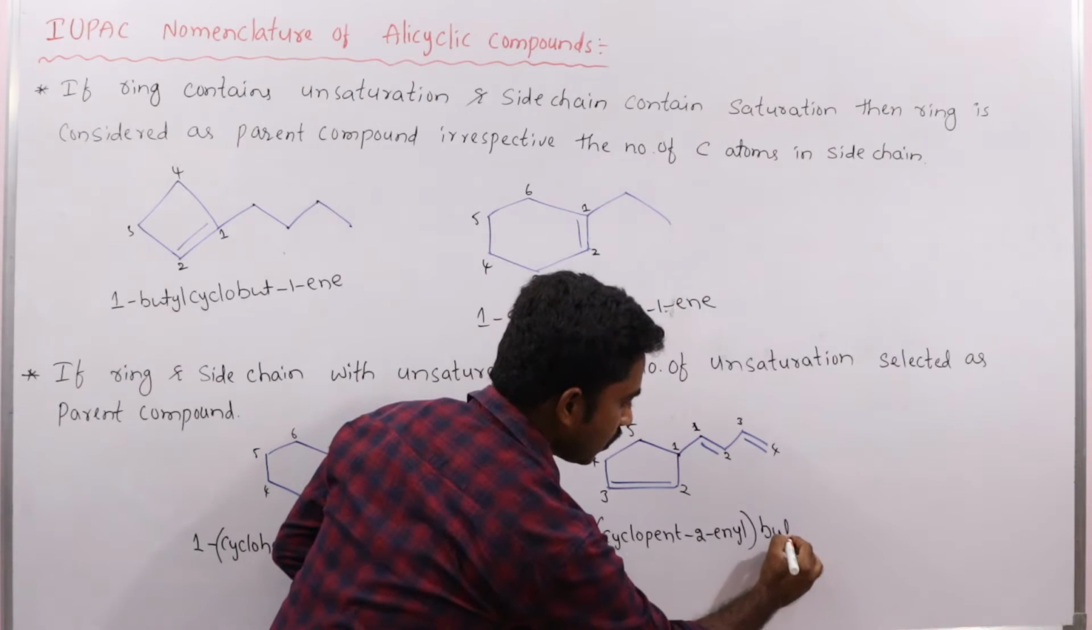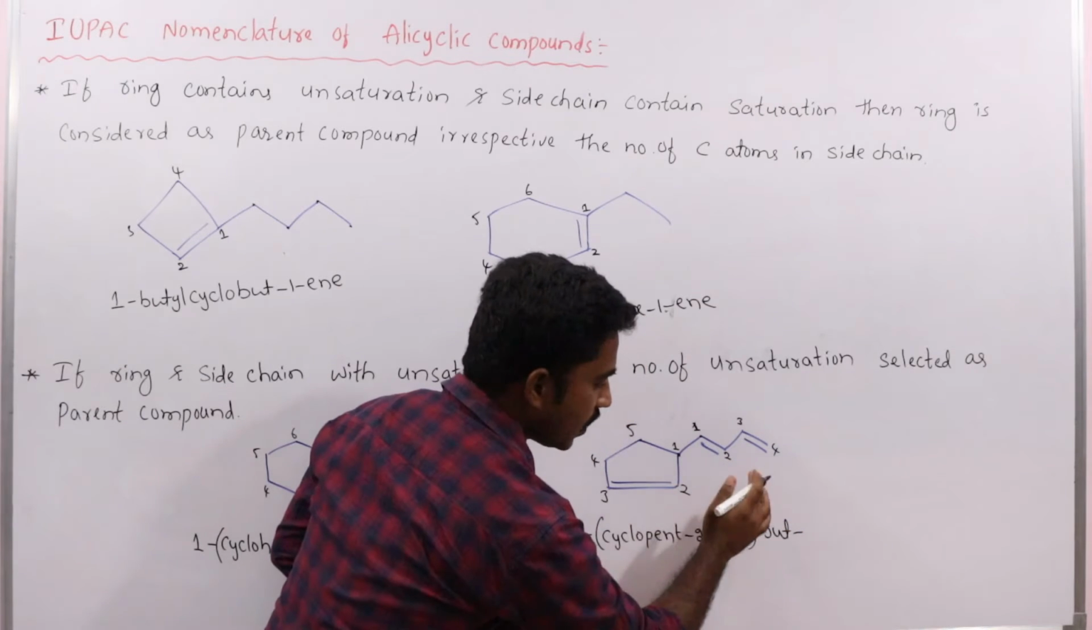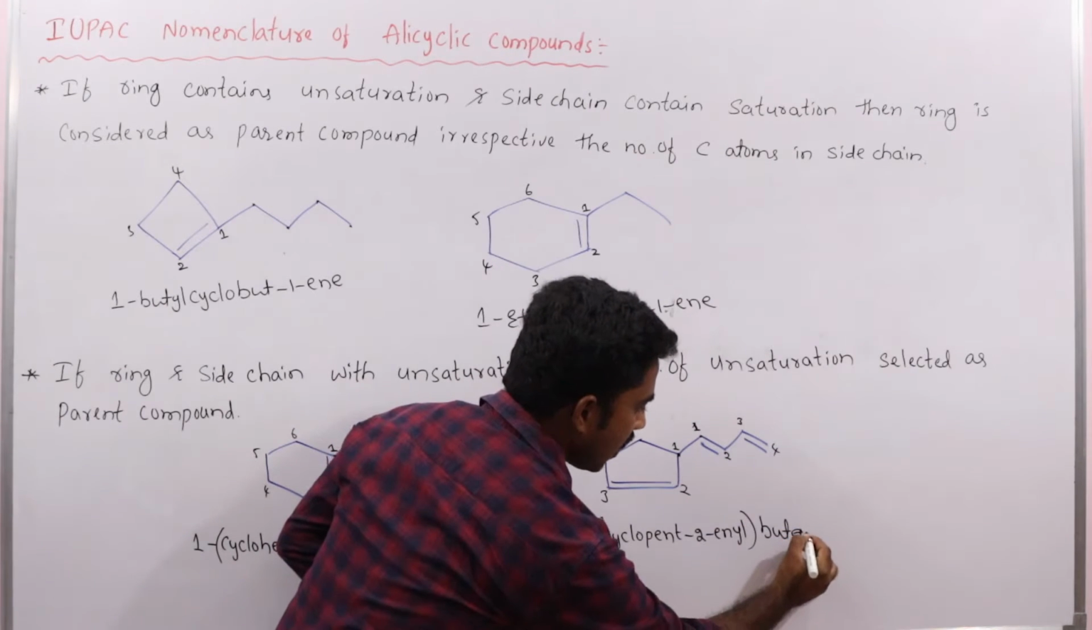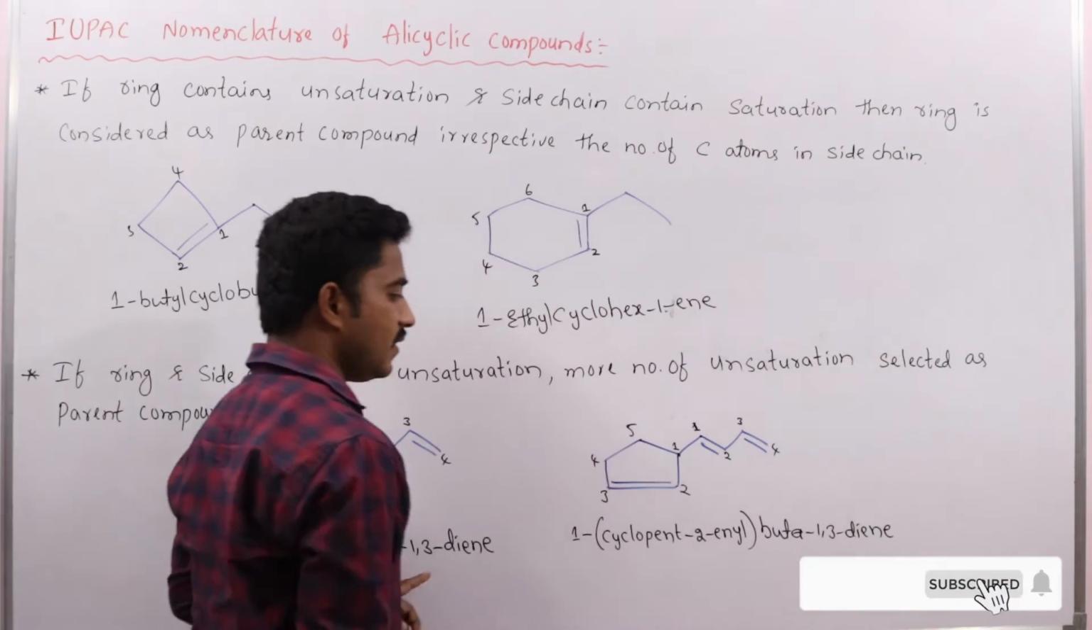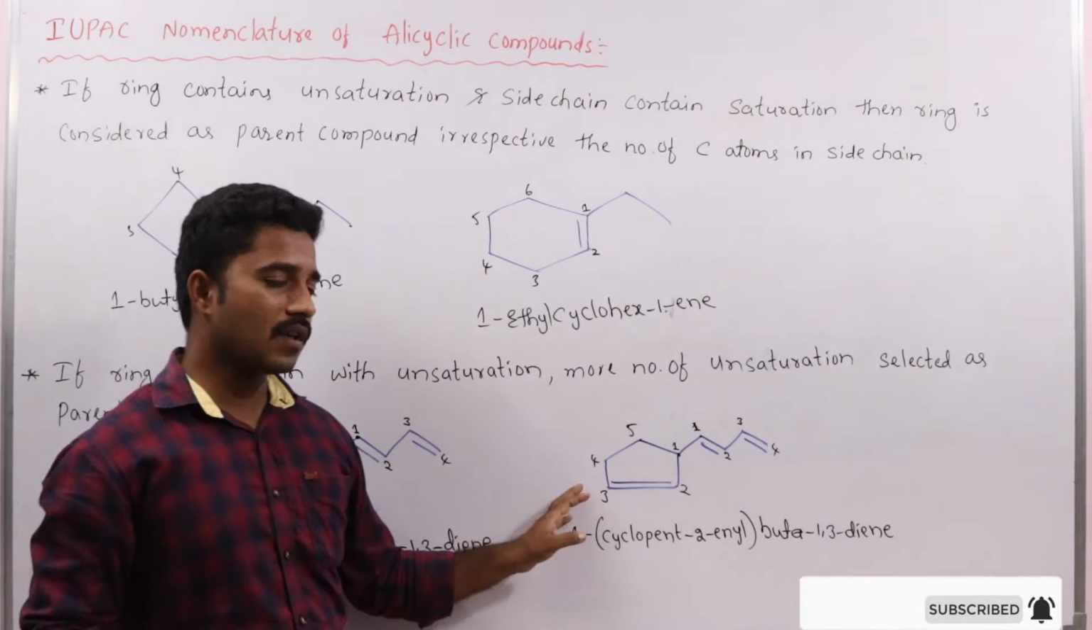Okay, what is the root word here? But... Buta, because 2 double bonds are there. Buta-1,3-diene. So like this, we have to give the name for this compound.